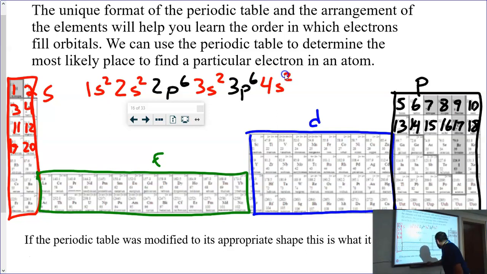Ooh, and now we finally hit a different block, right? Electron 21 through 30 are in the d block. Okay, I'm not going to write all the numbers. I think you get the idea.